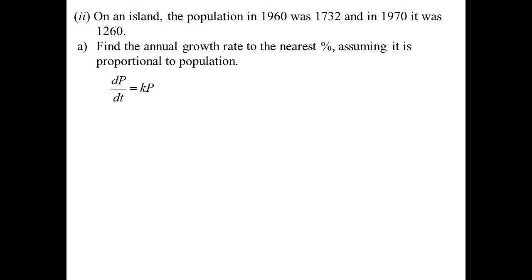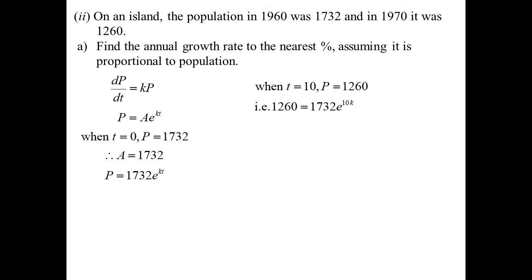So we're assuming dP/dt is equal to kP. From there, I'm allowed to say, well, I know the solution to this will be P equals Ae^(kt). I don't actually have to go and find that solution. Remember, at this stage, we can assume that is the solution. Let's find A, the initial population, was 1,732. So there's A. So our equation is 1,732e^(kt). We want to find k, the growth rate. Well, the other piece of information is that after 10 years, the population is 1,260. So let's sub that in.